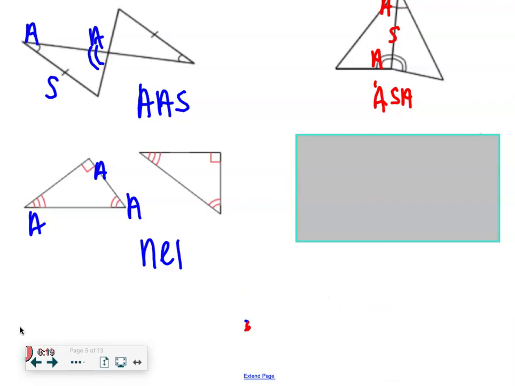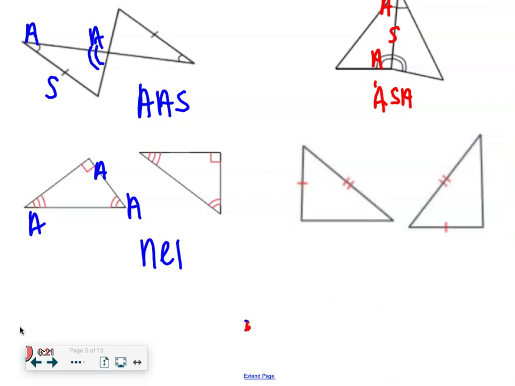That's a good question. What about this guy? Angle, side, angle? Side, side. Do we know anything else? No. We don't know anything else, so not enough info.